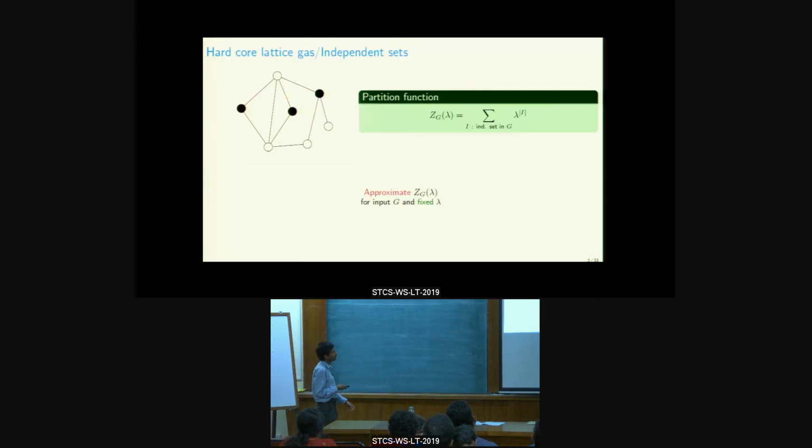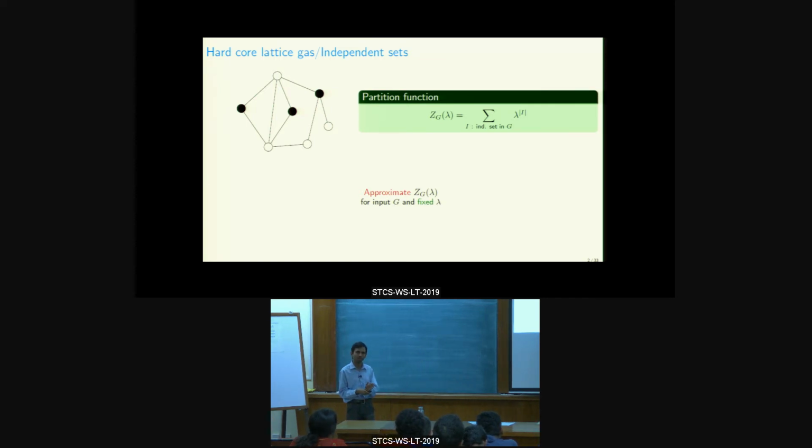Okay. And so the approximation problem here is to approximate the partition function. And I won't go into details, but one can show that this problem is equivalent to sampling from the corresponding distribution. So if you can approximate this, then you can approximately sample from the corresponding distribution, called the Gibbs distribution.